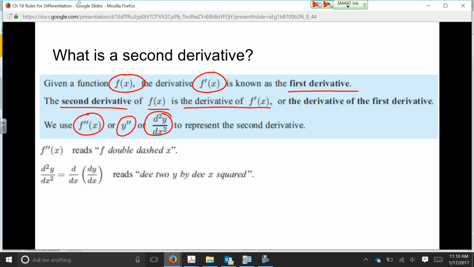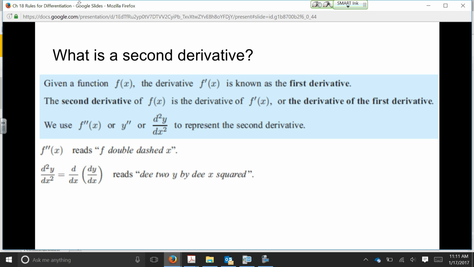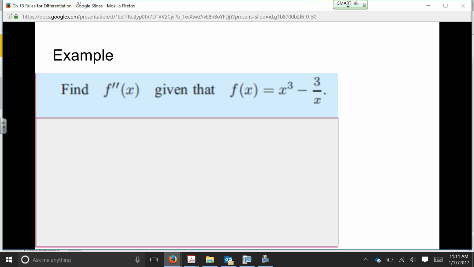d2y by dx squared. That's how we read it there, as you see in the bottom there. And what we see here is that we're taking the derivative of dy dx. That's why we said it's the derivative of the first derivative. So that's our notation. And basically all it means is that we're going to be taking the derivative twice. It sounds more complicated than it actually is.